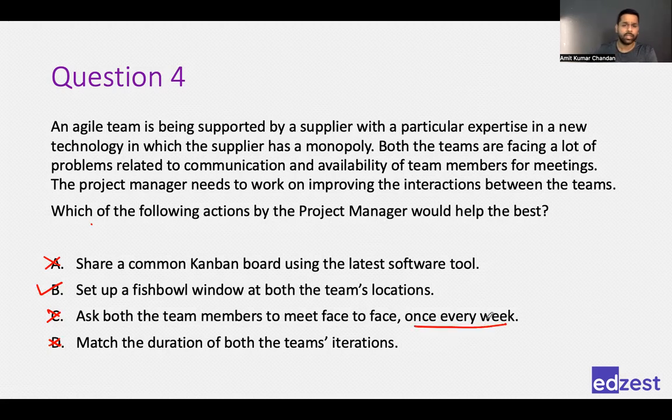a fishbowl window? If it is possible, yes, face to face will be much better than fishbowl, because fishbowl is like setting up video conferencing. Face-to-face is like discussing in person. So in-person discussion is always better than video conference. Okay, thanks. Got it.